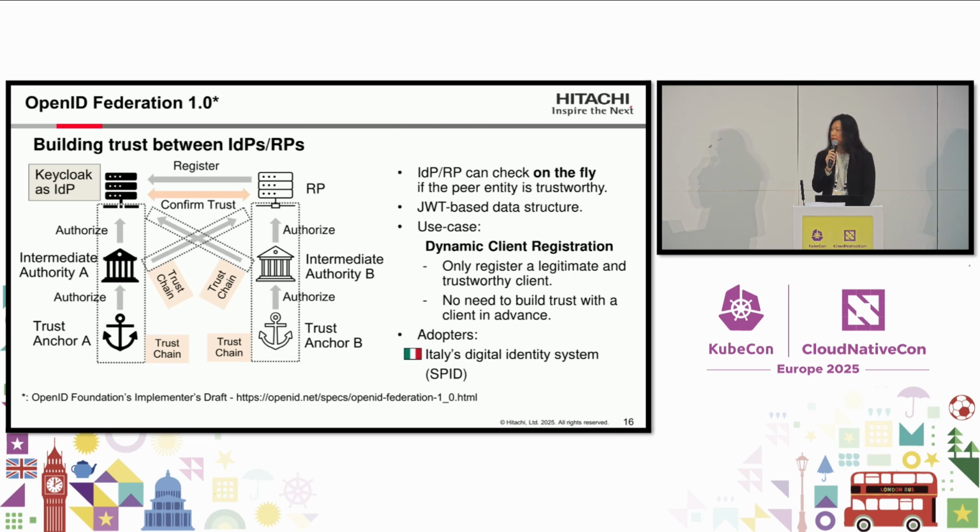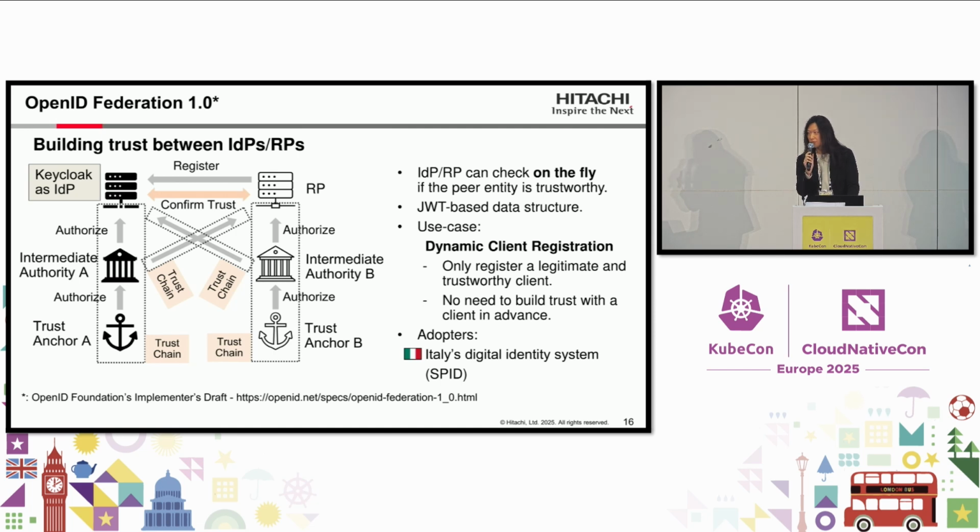And OpenID Federation enables us to build trust between IDPs and RPs on the fly. No need to establish it in advance. OpenID Federation allows us to do a similar thing to what is done by TLS or MTLS, but on the application layer. And the promising use case for OpenID Federation is dynamic client registration.